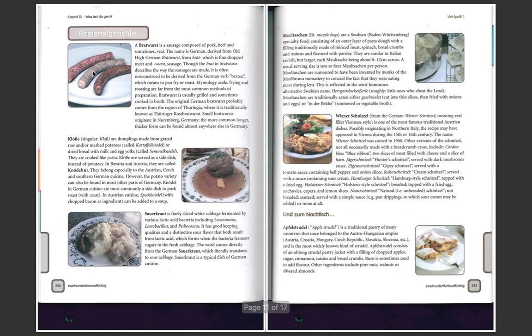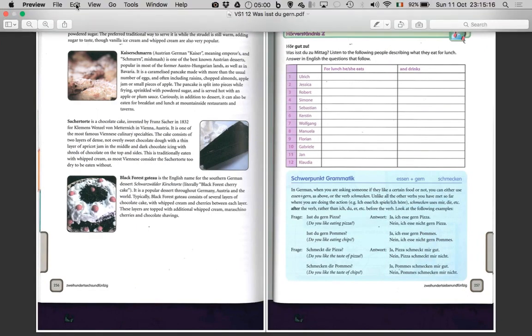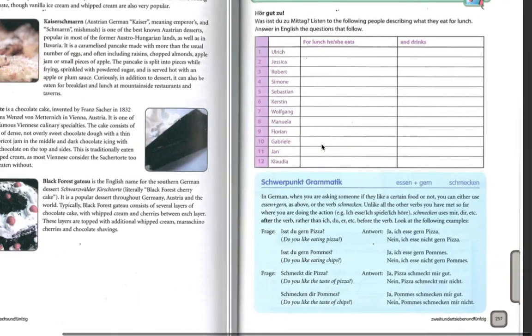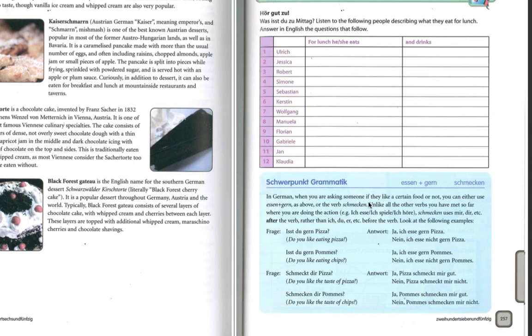Okay. These two pages are just cultural information about traditional food that they would have in Germany. Again, what's important in this chapter is the green and the light blue boxes.